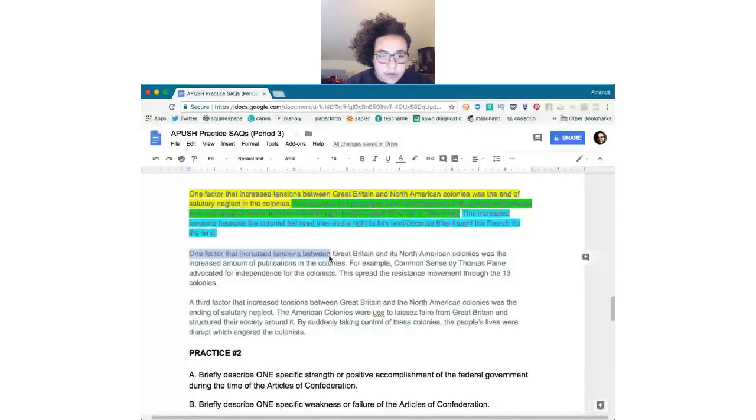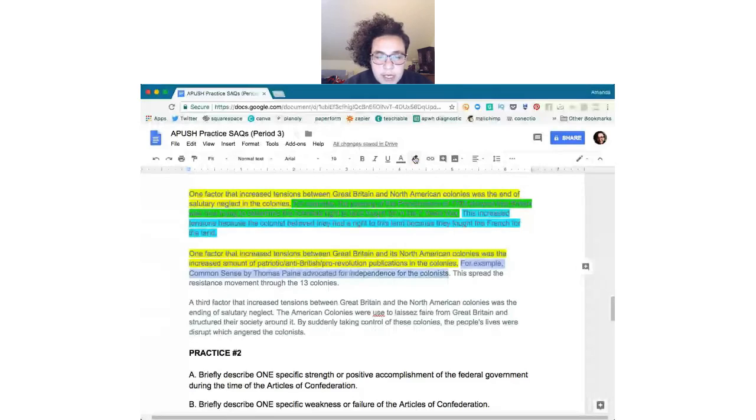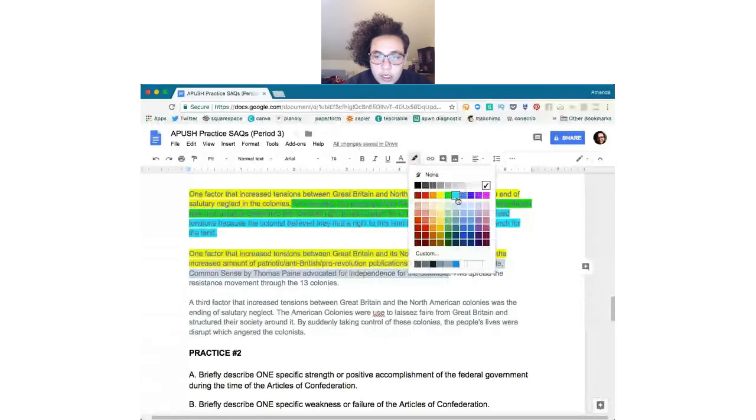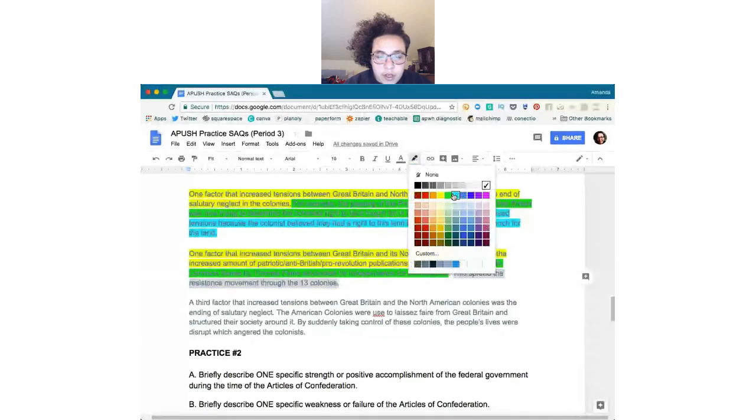One factor that increased tensions between Great Britain and its North American colonies was the increased amount of publications in the colonies. Or it's not necessarily the increased amount, but the increased amount of patriotic or anti-British, or pro-revolution, something like that, just to be a little bit more specific. For example, you wouldn't need to write all those. I just kind of put them there. For example, Common Sense by Thomas Paine advocated for independence in the colonies. Okay, this spread the resistance movement throughout the 13 colonies.